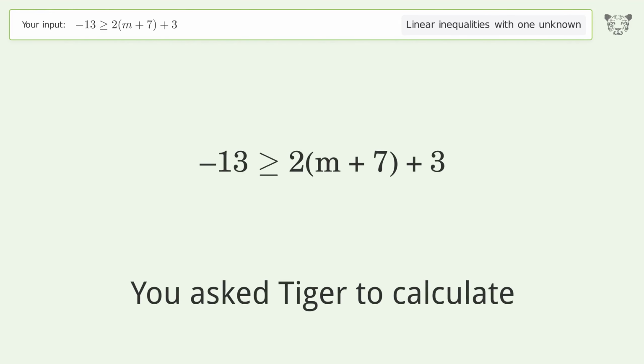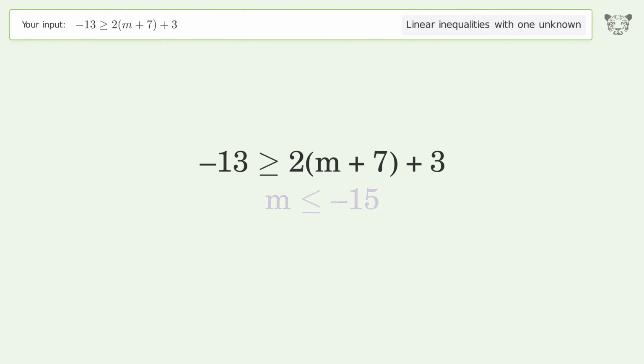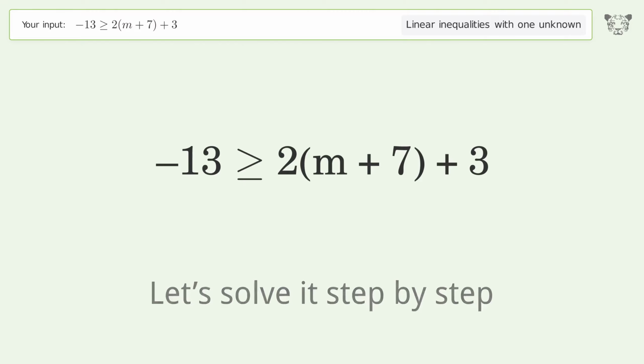You ask Tiger to calculate. This deals with linear inequalities with one unknown. The final result is m equal or smaller than -15. Let's solve it step by step.